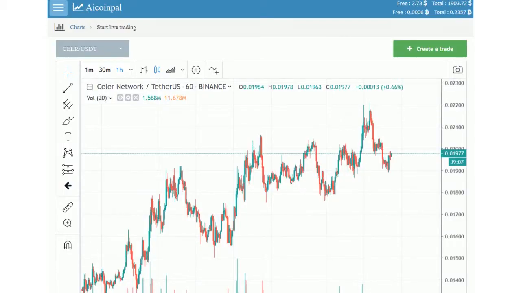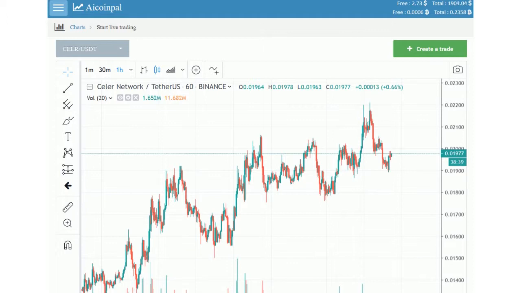Okay, hello everybody and welcome to AiCoinPal's support and resistance trading strategy that you can easily use with integrated tools at AiCoinPal.com. This is the support and resistance trading strategy that is already known to many traders, giving us the opportunity to trade and use the tools in and with the support and resistance areas.